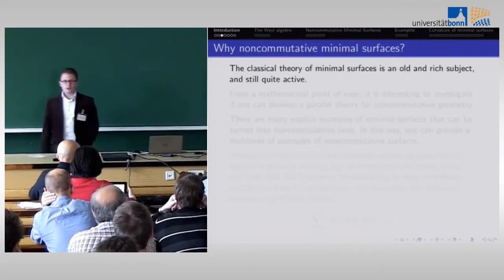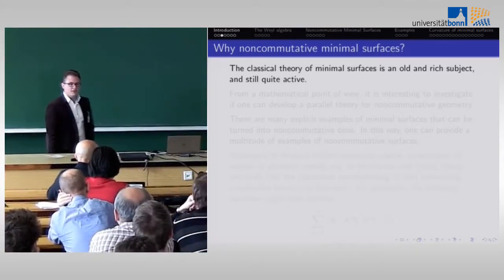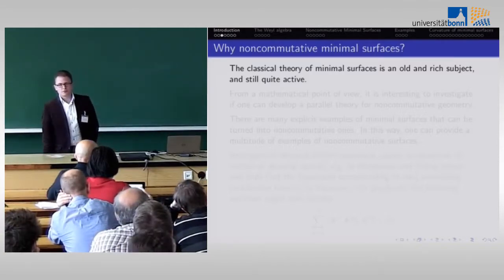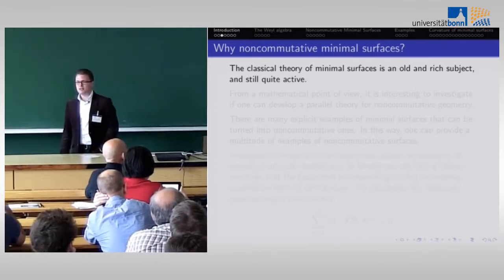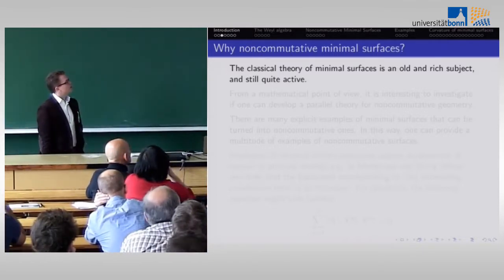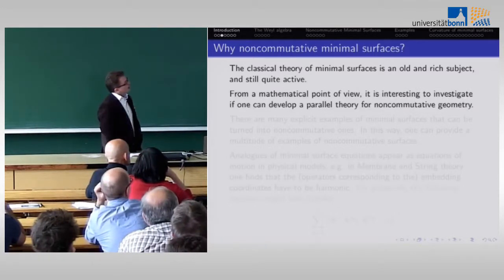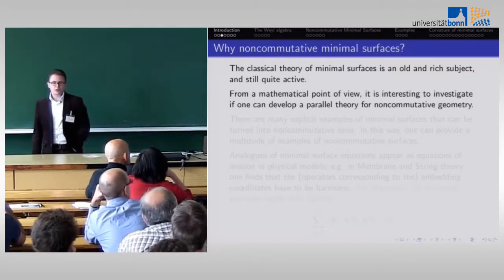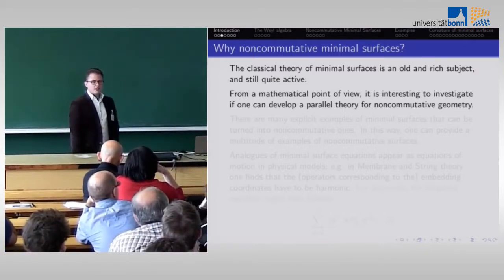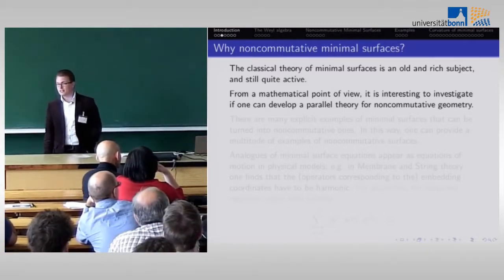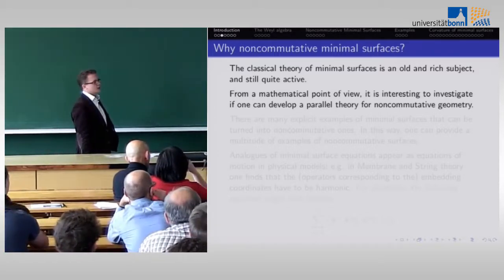So why do we want to do non-commutative minimal surfaces? Well, first of all, the classical theory of minimal surfaces is very old, more than almost 200 years, 150 at least. And it is a rich subject. It contains many, many results, many examples, and it's a very nice piece of mathematics and surprisingly still quite active. But from a purely mathematical point of view, it's interesting to see if we can do something as nice with non-commutative geometry as you can do for classical geometry, because these surfaces are special. Maybe there are special objects in non-commutative geometry that would be nice to work with.